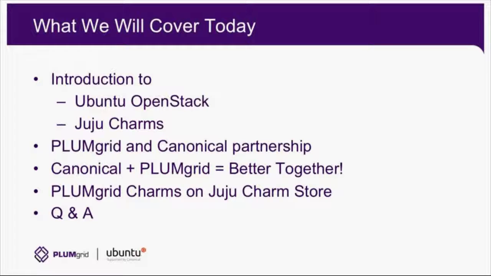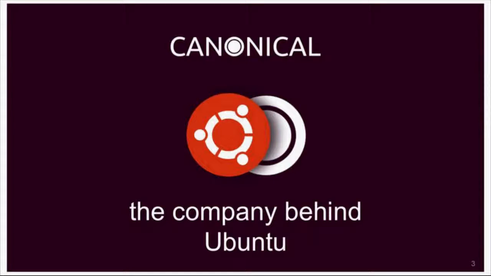Why we got together: we definitely believe that the combination of Canonical and PLUMgrid and our expertise in products is better together. And then we have time towards the end. We'll definitely go through Q&A, and then I'd love to be able to at least show you the charms that we've upstreamed, available today on the Juju Charm Store. So without further ado, I'm going to hand it over to Mark. Mark, why don't you go ahead and walk us through the company and the product, and let's get this webinar started. All right, thank you.